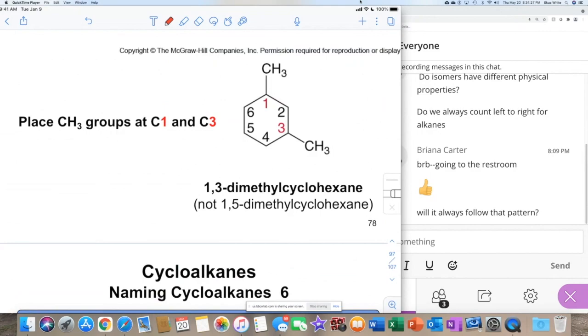Oh man, they mess around a lot. They detour because I was like, wait, what? No, in this scenario the two side groups are the same. So they just numbered one of them 1 and the other one 3. So here's 1,3-dimethylcyclohexane.